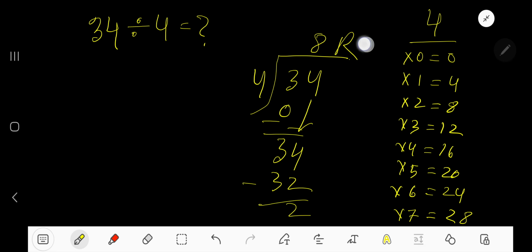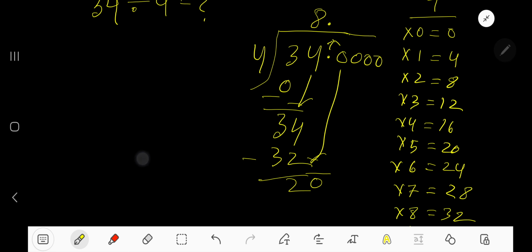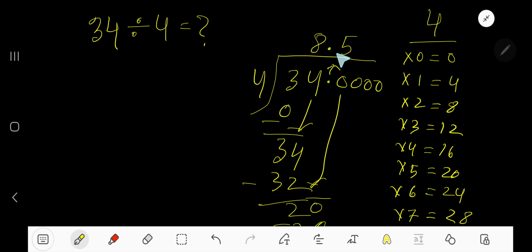But if you want to write your answer in decimal form, then put a decimal here, add a number of zeros, and bring down the first zero. Before the zero there is a decimal, so the decimal must come into the quotient directly. So 4 goes into 20 how many times? 5 times. 5 times 4 is 20. Subtract, we get 0. Our answer is 8.5.